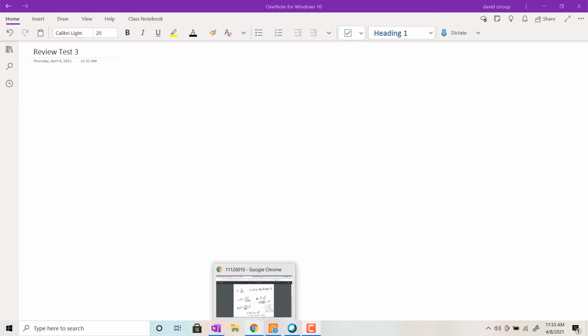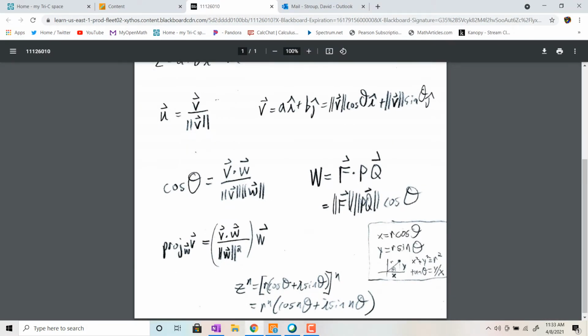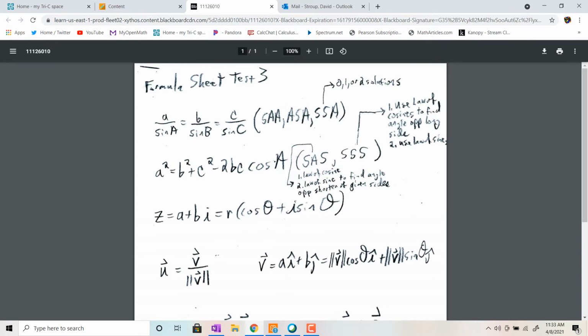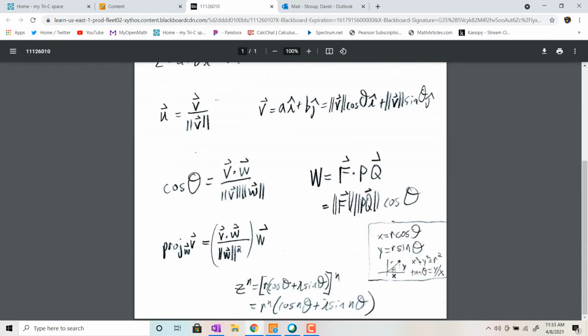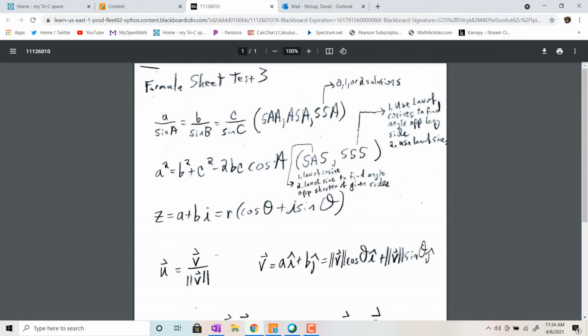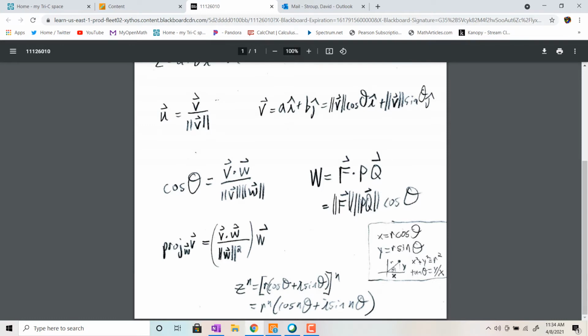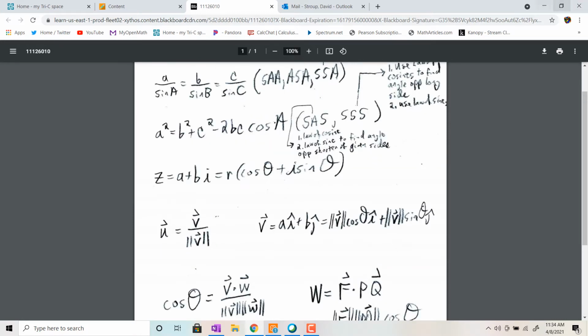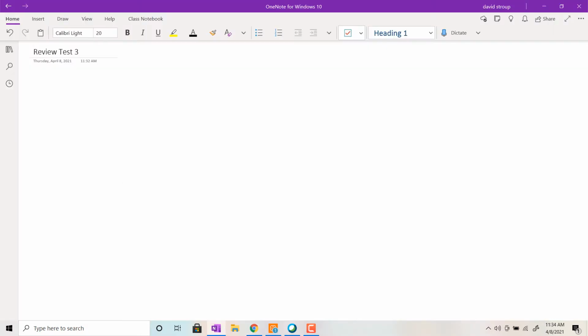Remember, you're allowed to use my formula sheet on this test. Some of the formulas you probably won't need, but some you will, so hopefully you've already been using it to do your homework and you're familiar with it. I'll be referencing this sheet throughout the video. Anyways, you will have that sheet on the test.